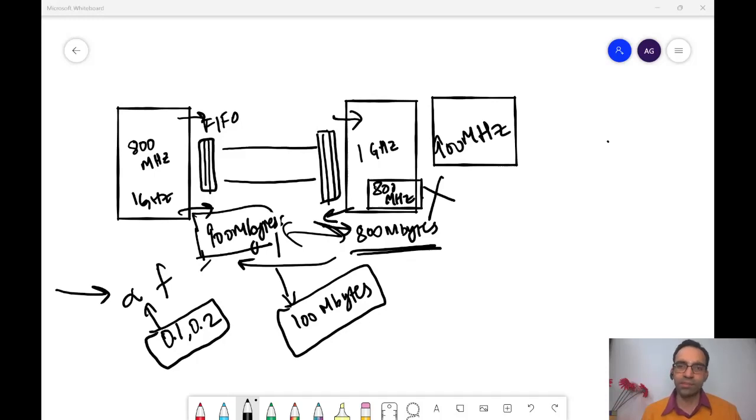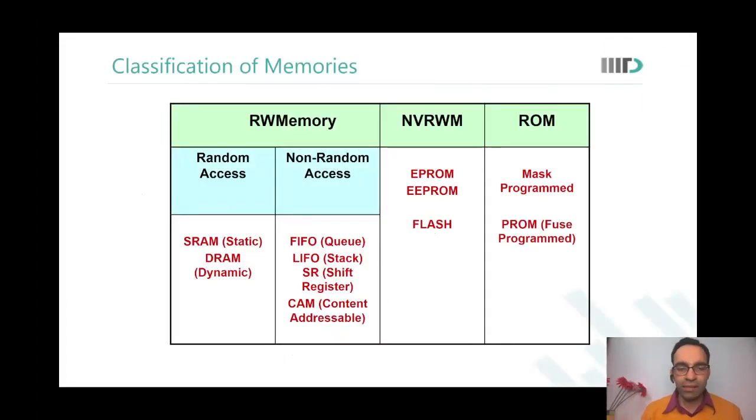Okay, synchronizing. And then we come to the next part, which is content addressable memories. Who will tell me what a content addressable memory is? Sir, in this we will search for the content, and it will return the address.